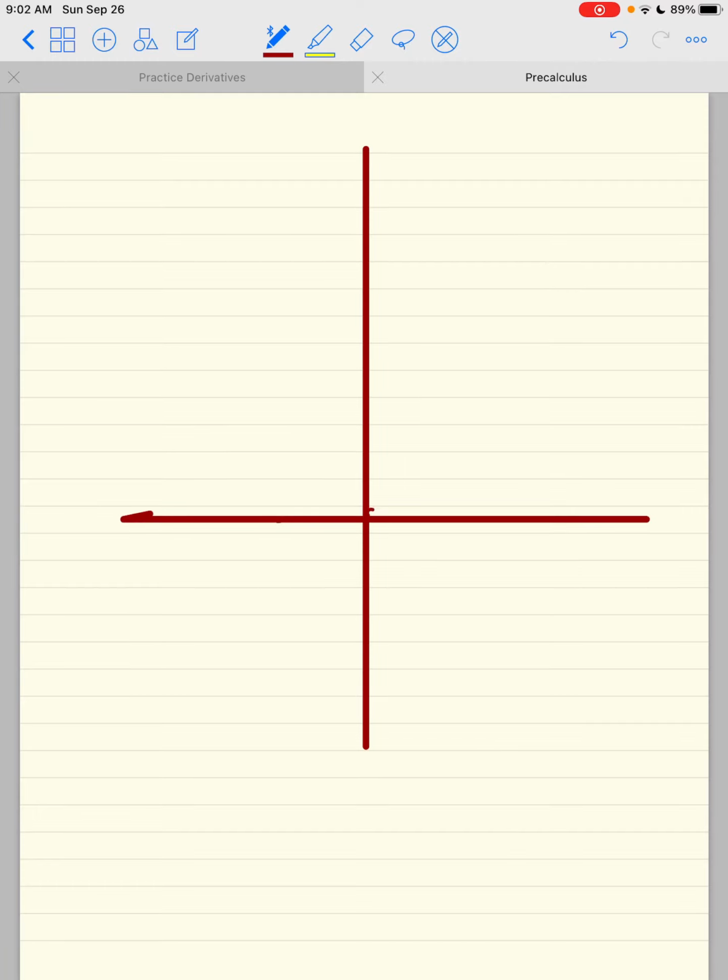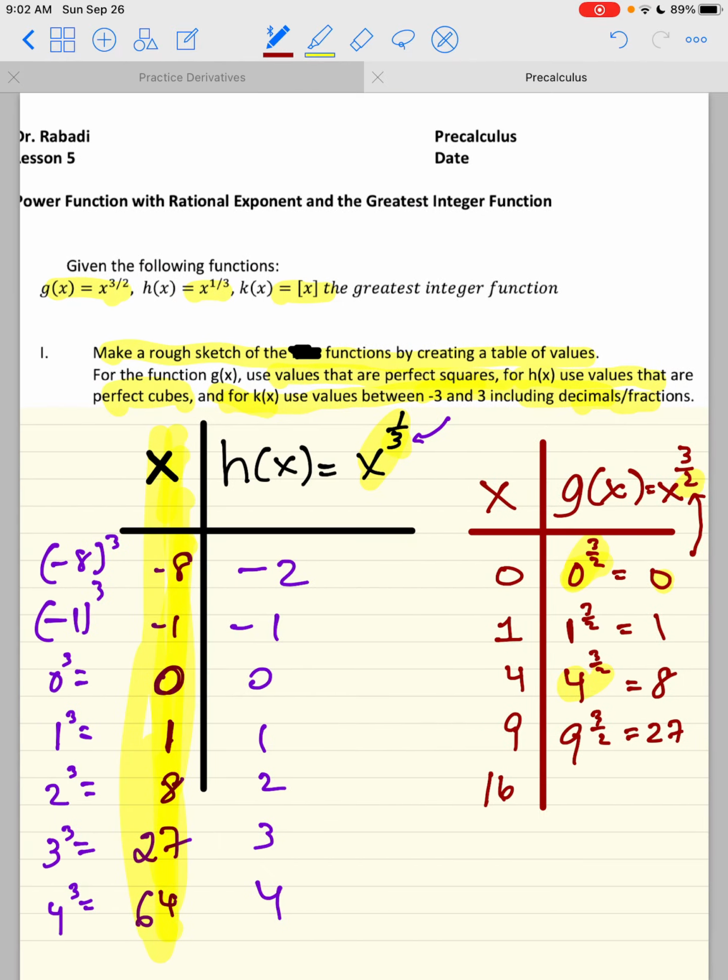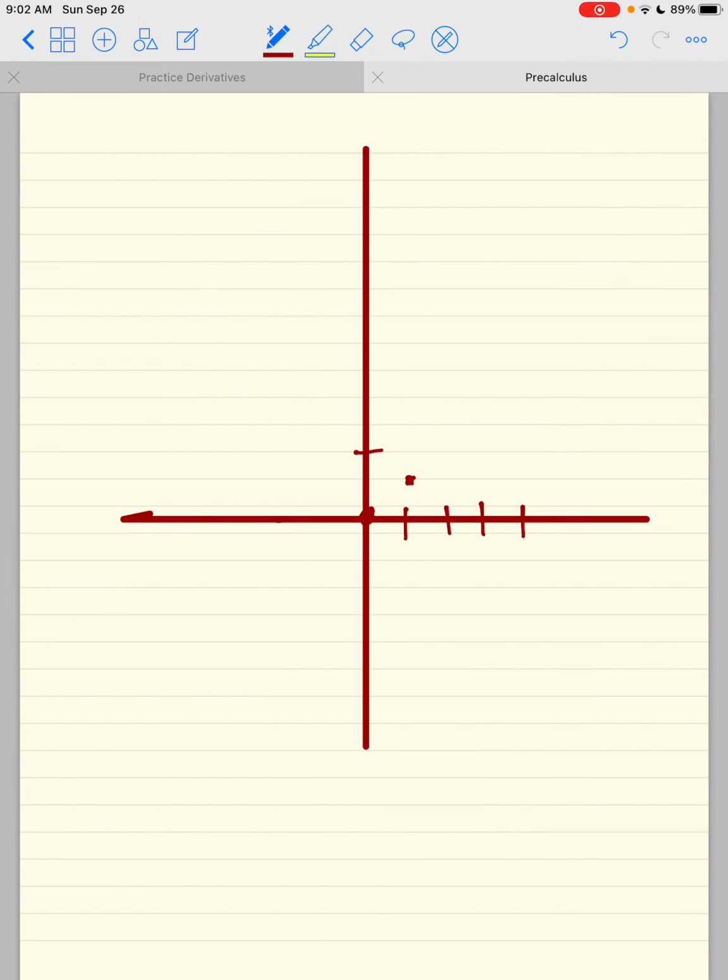Okay. 0, 0, 1, 1, 2, 3, 4. And we said 4 was 8. So 1, 2, 3, 4, 5, 6, 7, 8. And it should look like this.